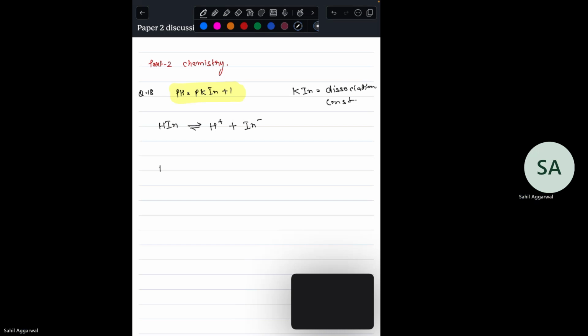Its pH is given just like buffer solution. pH equals to pK plus log of salt, that is the ion, divided by acid, which is the indicator. This is how we write down the pH for this. And in the question it is given that the ratio of IN minus divided by HIN is 10, and that is why we are getting pH is equals to pKin plus 1. So that's correct.